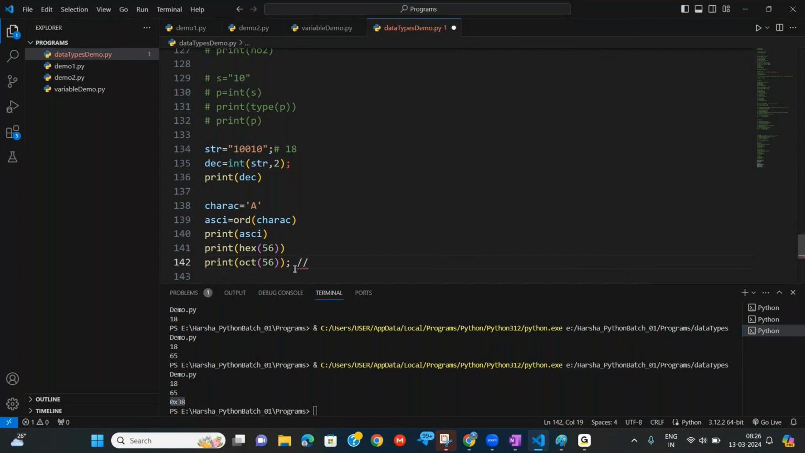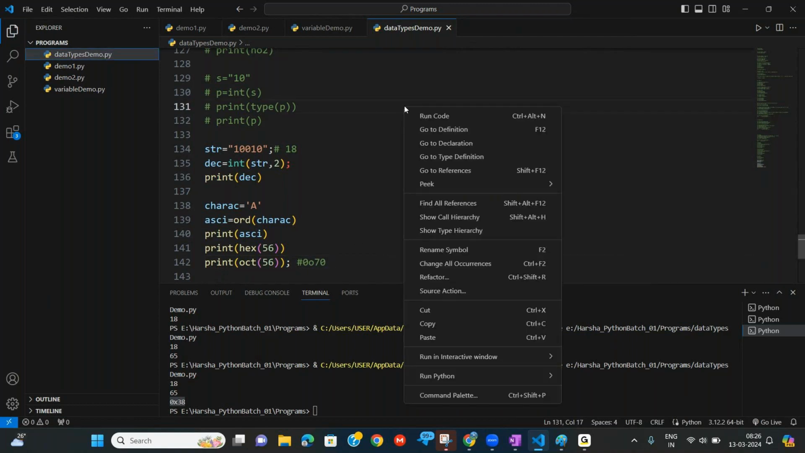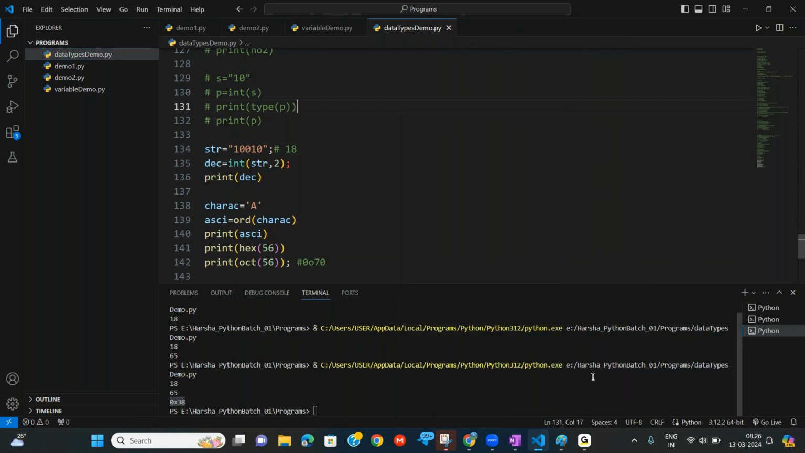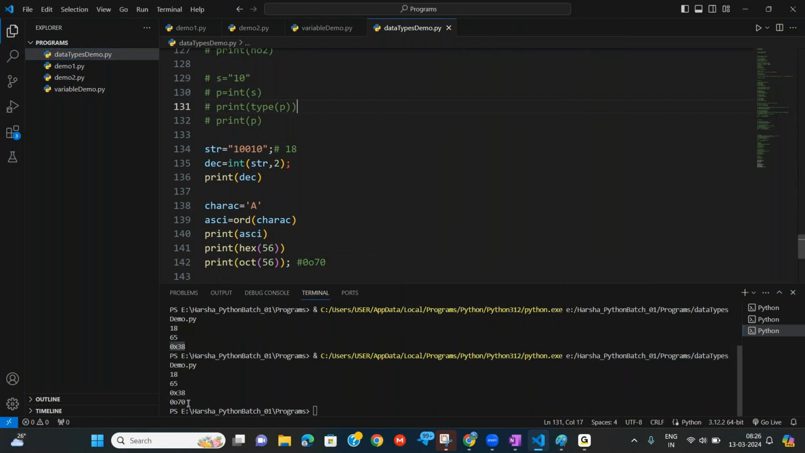0o stands for octal, and it will start. As it has to complete four characters, that's why it will show you in this way, 0o70. If you print this, see, 0o70 it is showing. So these are the things basically.